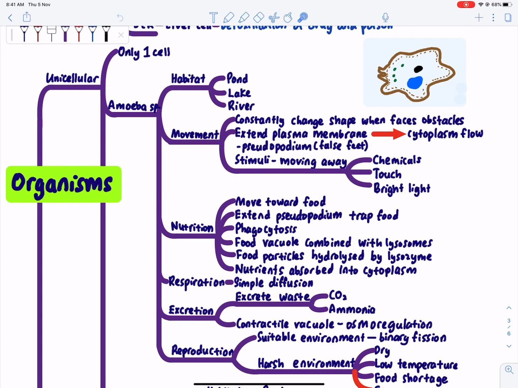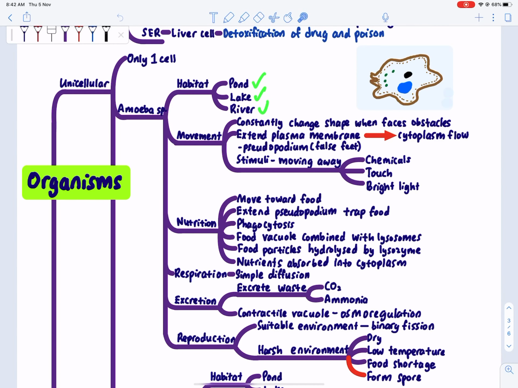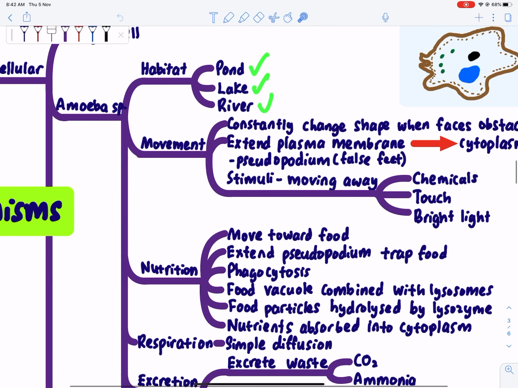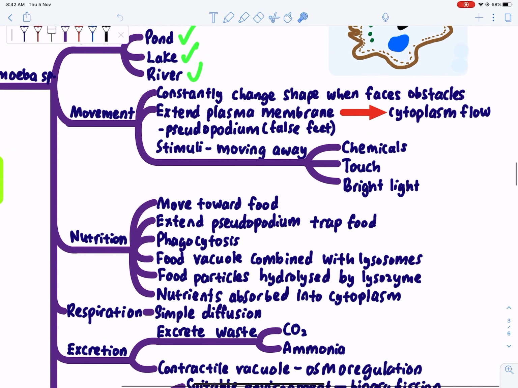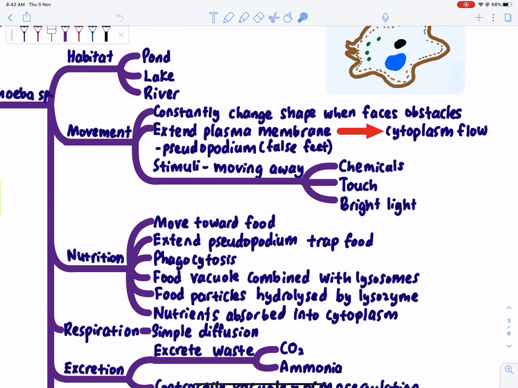Then we go directly to the amoeba. Amoeba can be found in ponds, lakes, rivers. Their movements: they constantly change shape when they face obstacles. Of course, they change their shape because the plasma membrane itself has the ability to extend.